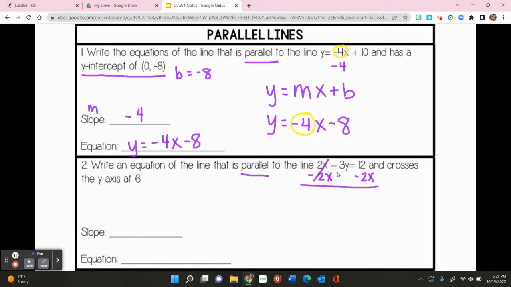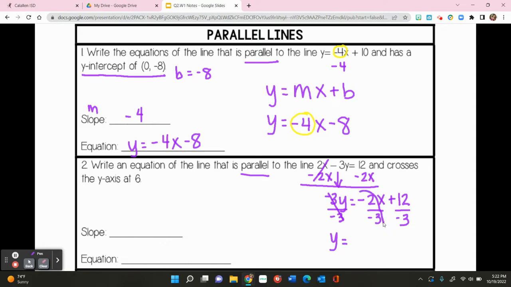So my 2x cancels. I'm going to bring down the negative 3y equals. And again, since I want this in slope-intercept form, my x comes first. So negative 2x plus 12. Now, again, I want this to say y equals, not negative 3y equals, so I have to simplify this. So I'm going to divide both sides by negative 3, or all numbers by negative 3. When I do this, the negative 3 cancels. I'm left with y equals.